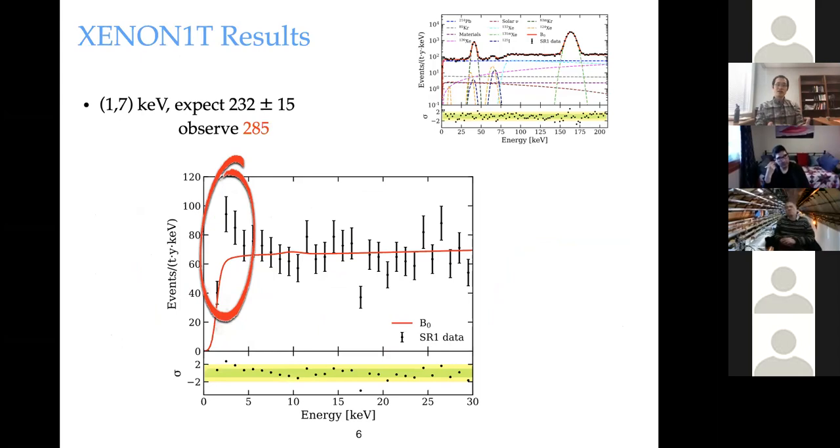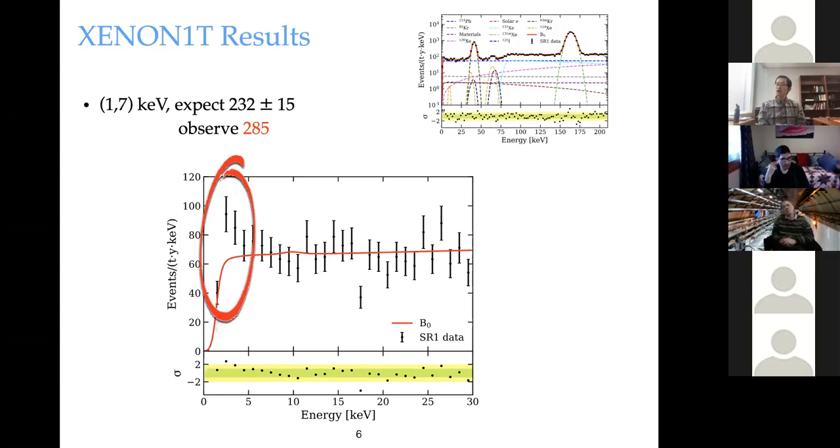In the 1 to 7 keV range, the expected number of events is 232 plus or minus 15, and this is the uncertainty, and they observe 285. Roughly, if you think of 15 as the sigma, that is a 3 sigma discrepancy from the background model only.